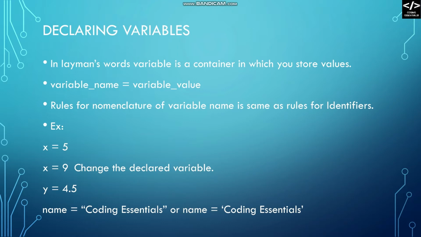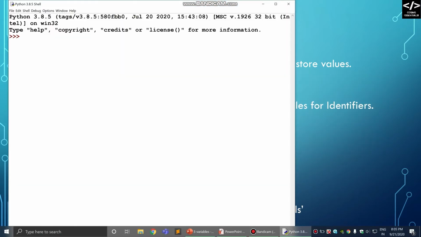So for example, x equals 5 and x equals 9. Let me show you in our Python shell. First we write x equals 5, then we write x equals 9. Now we check the value of x. It is shown as 9. So it will show the most recently declared value. It is not a static value. Okay, so y equals 4.5. It will take any value.